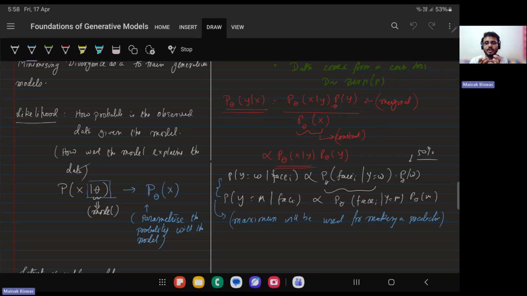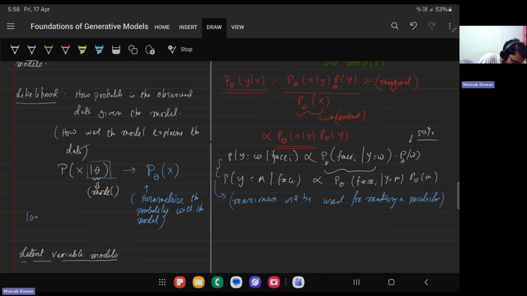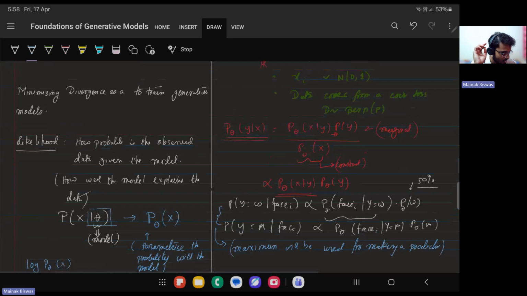How well is the probability of the data given the model? And the log likelihood is generally what we'll be using, to learn the data, to learn the model fit. So it may be looking a bit abstract currently, so let us try to understand what this actually means.